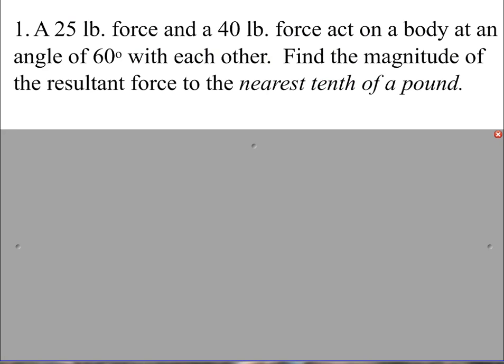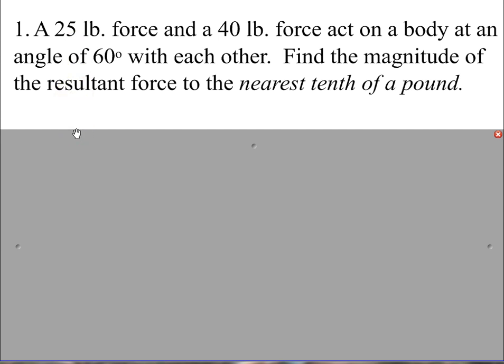On your companion sheet, in your first example, it talks about a 25-pound force and a 40-pound force acting on a body. Basically, that means pulling on this body, this object. You can think of it like a swivel chair on wheels. They're getting pulled in two different directions at an angle of 60 degrees and with different amounts of force. And our question is, what is the magnitude of the resultant? How strong is the actual force of the resultant, where it actually goes?